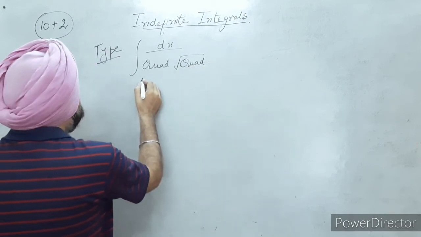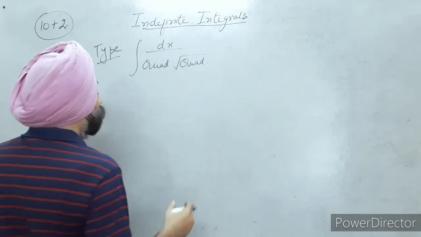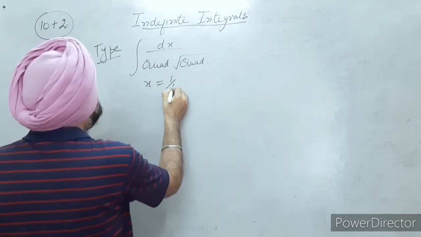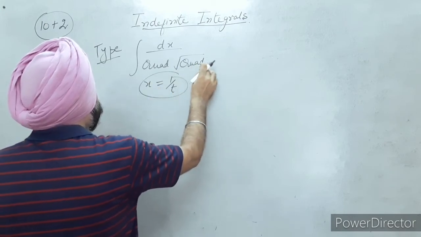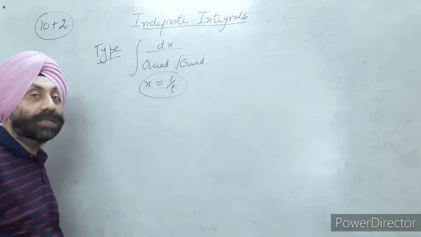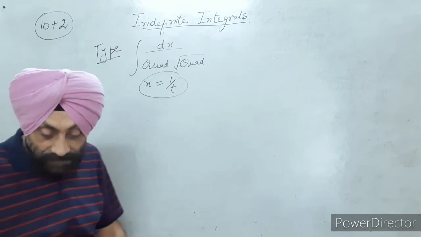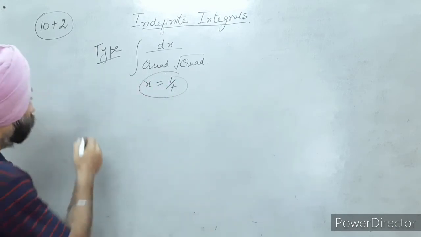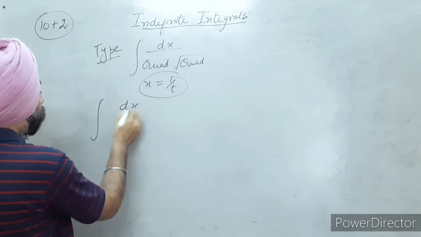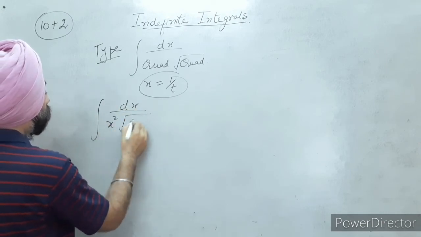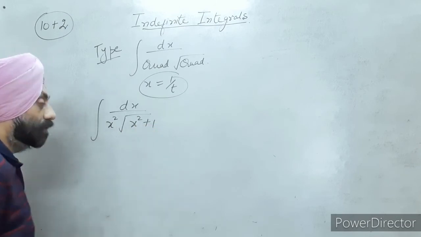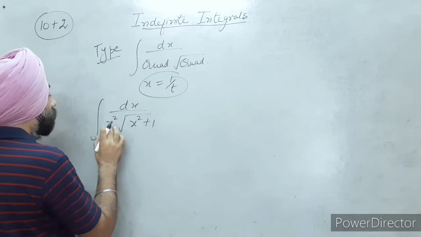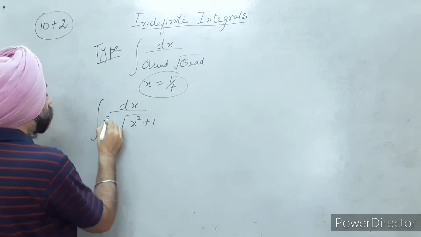Now in this case, we will put the variable equals to 1 by t. I will do a question. For example, put x equals to 1 by t. If the variable is x, then put x equals to 1 by t, then do the needful. The very first sum. Question is dx upon x square plus 1. Right? It's a quadratic. Let me write it as, say, x square plus 2.